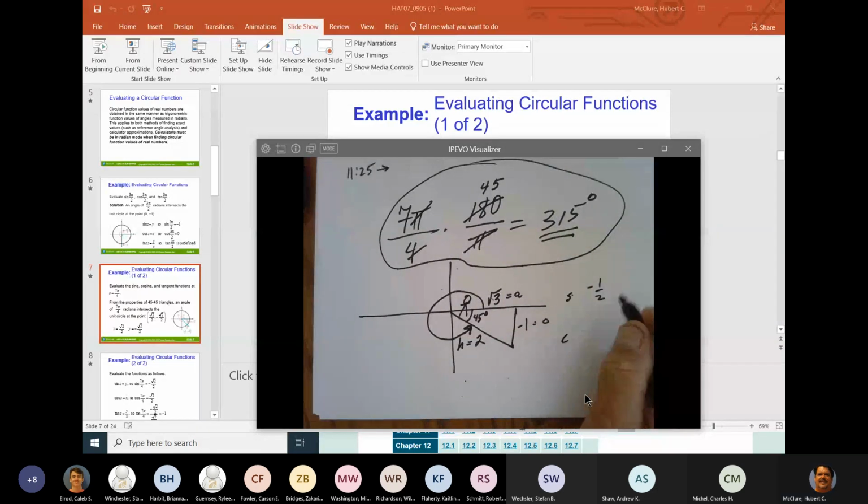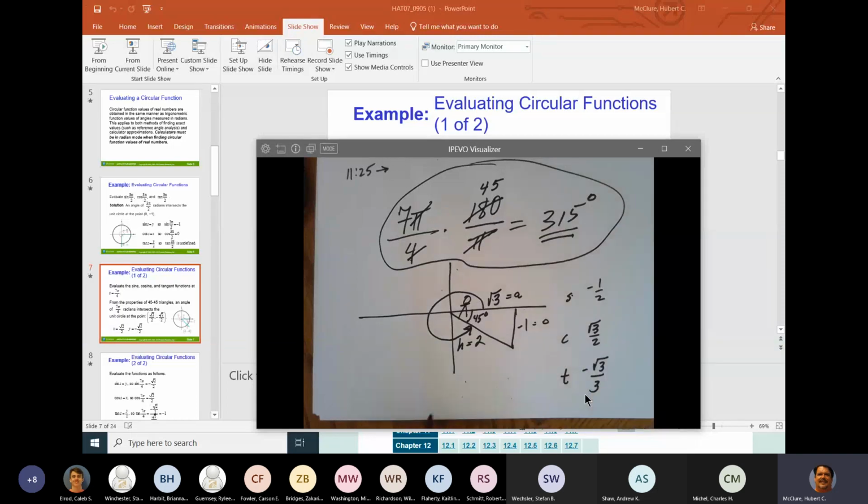Cosine, a hunk, that would be square root of 3 over 2. Of apple is going to be negative 1/3, which is negative square root of 3 over 3. Negative square root of 3 over 3. All students take calculus, so the cosine and the secant are going to be positive. And look, this one is positive.